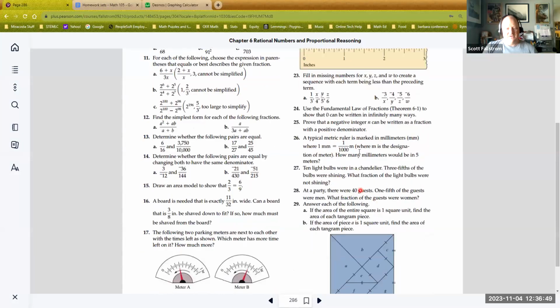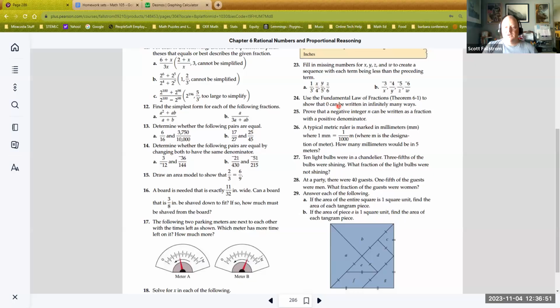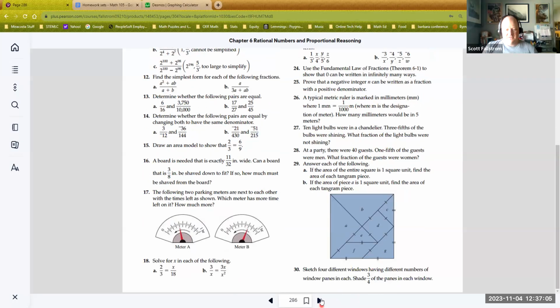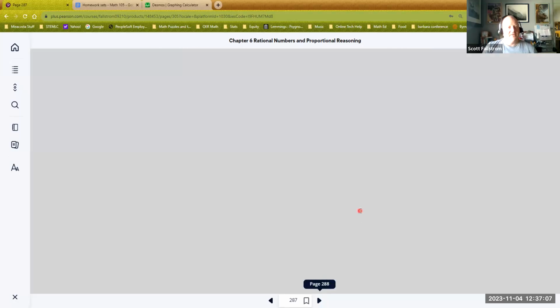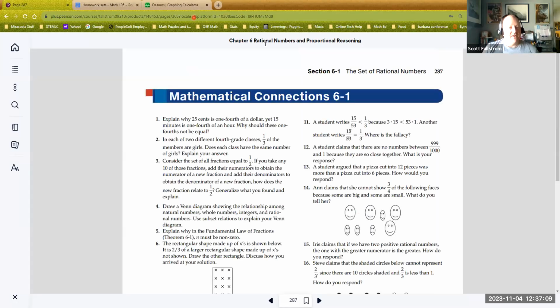And then 20, oh, that was 24. Maybe I should have assigned that one. Let's see here, 26 is a typical millimeter. How many millimeters would there be in 5 meters? So thinking of how to floff that up. Let's see here, then we had, there's a few different pieces. Oh, then we get into math connections.